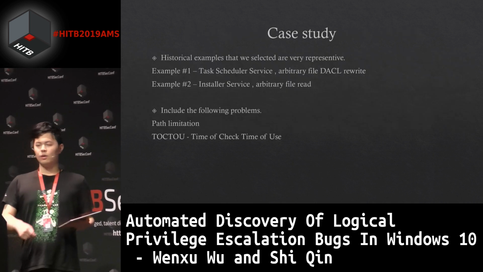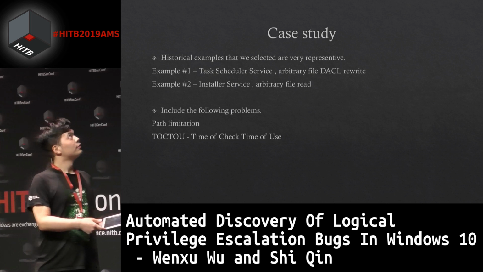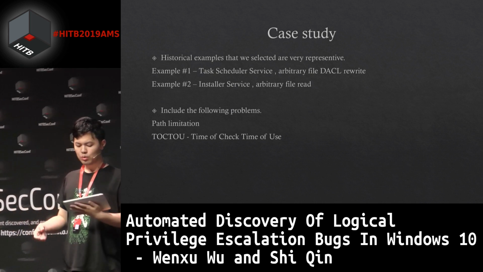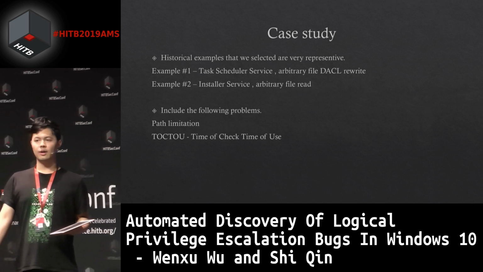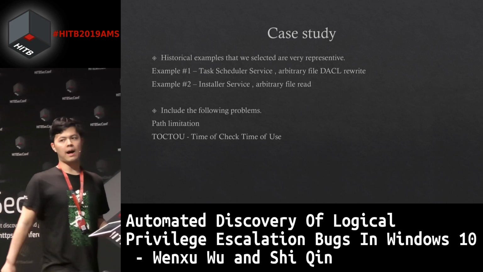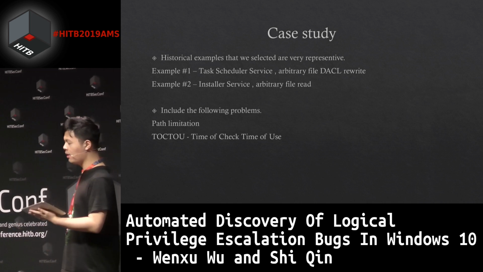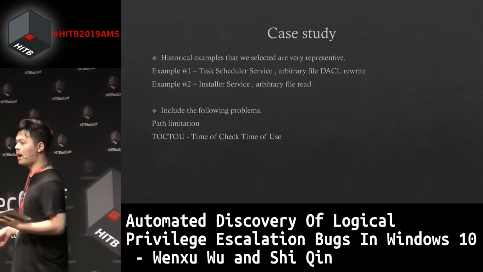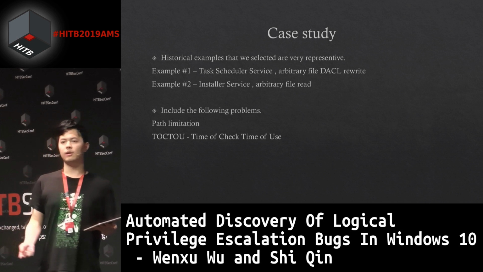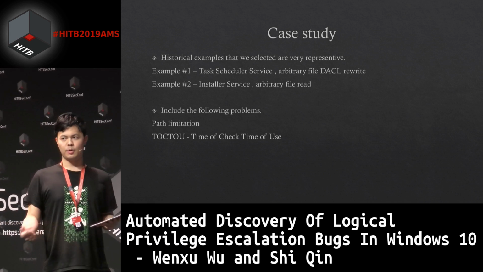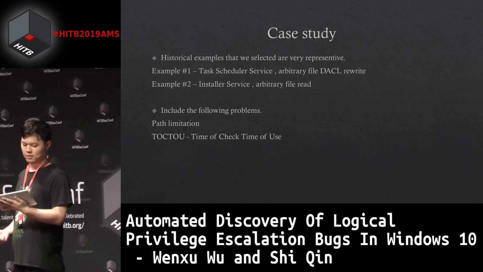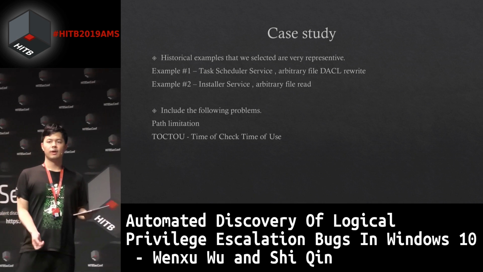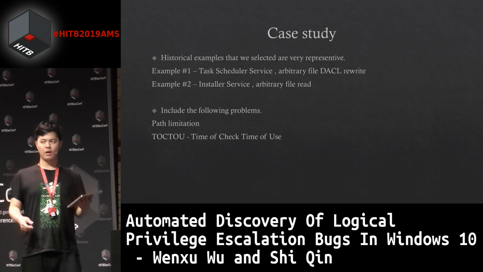or to copy some handles, or do some DLL operations, like loading some libraries, or do some other things. So, for the examples, we choose 2 bugs for the case studies. The historical examples that we choose are very representative. Example 1 is an arbitrary DACL rewrite bug. After we exploit it, we can gain full control of any file we want. Bug 2 is an arbitrary file read bug.